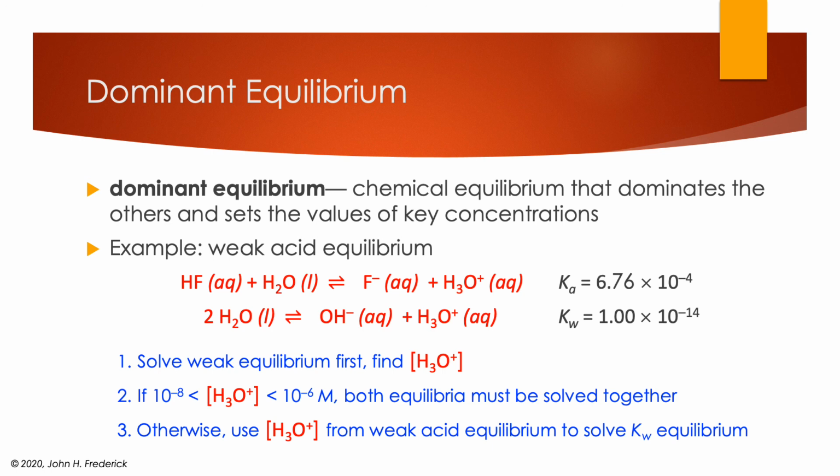So when you have a dominant equilibrium, it makes life a little bit easier, because you can solve one equilibrium first and then simply take those results and apply those concentrations into the second equilibrium and solve for whatever other quantities are in that second equilibrium that were not determined by the dominant equilibrium.